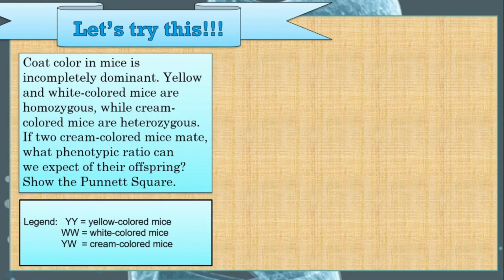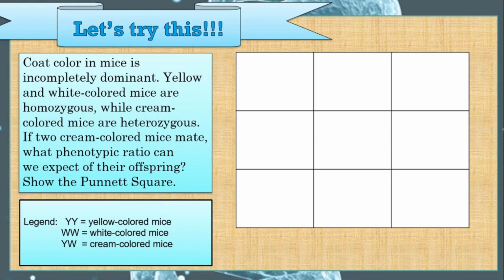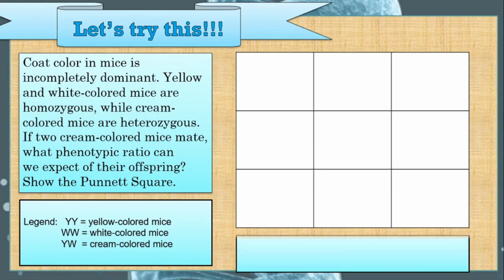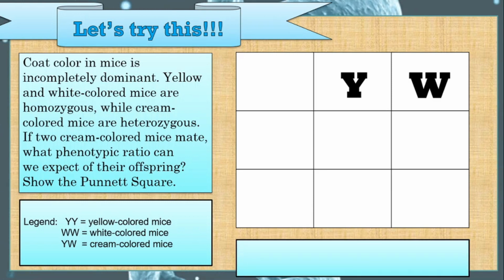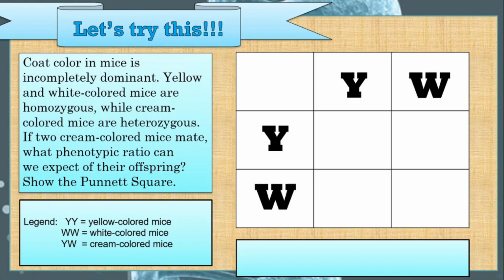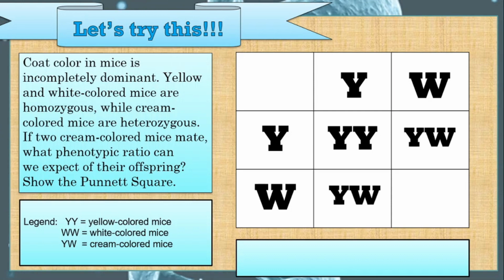First, to solve this problem, we are going to draw a Punnett square. Then we are going to put the alleles of the parents. Since it says two cream colored mice, the alleles that we are going to use are YW. So we are going to put Y and W on top, and on the other side, Y and W. To solve for the offspring of these two cream colored mice, we are going to cross the alleles: YY, YW, YW, and WW. So what will be the phenotypic ratio of the offspring?